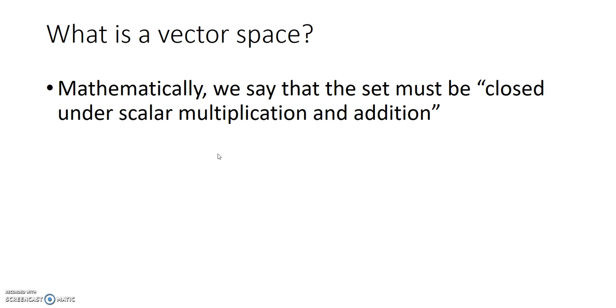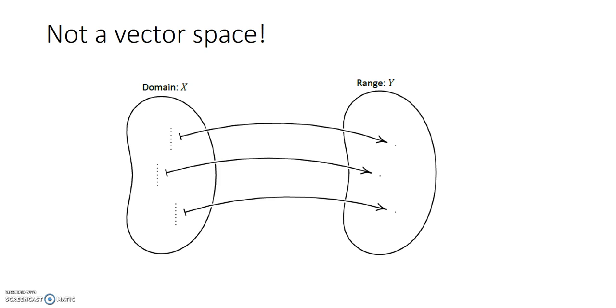Well, a vector space is a set that we say must be closed under scalar multiplication and addition. So, for instance, this is not a vector space because we're taking some element in here and we perform some operation on it and it ends up in a range. Now in some cases the range and the domain could be the same, but in general, in this case, if I pick an element here, it ends up somewhere else.